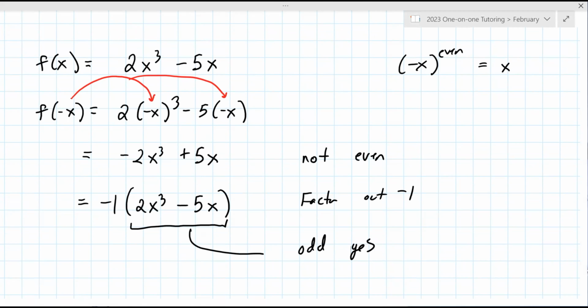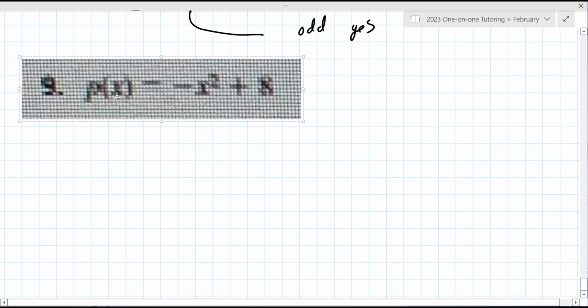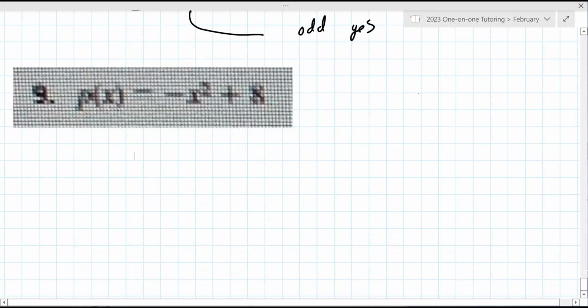So now let's do a couple more. Let's do another even one. I'm telling you this because I want you to know what to look for. It's always easier to do something if you know what to look for. So try this one. Tell me why it's even when you're all done.